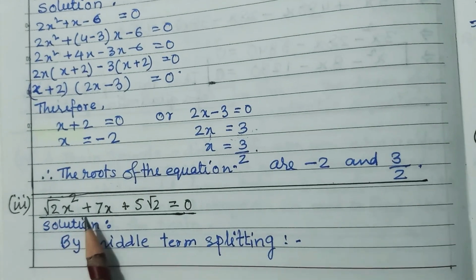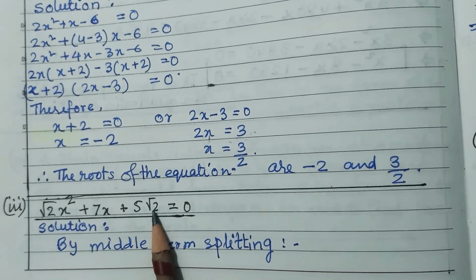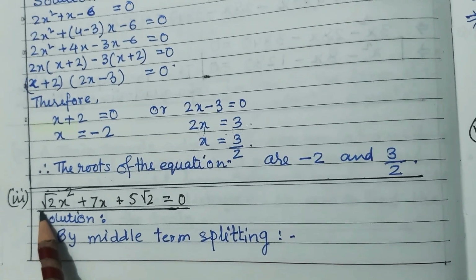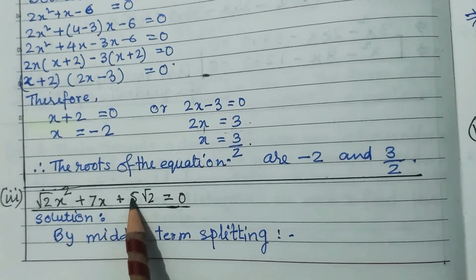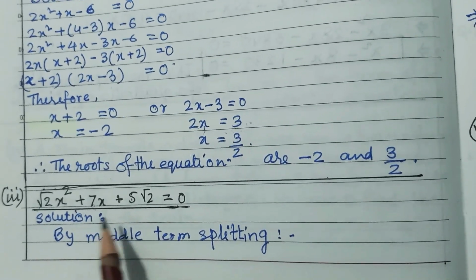Next, root 2 x square plus 7x plus 5 root 2. If you multiply root 2 into 5 root 2, it is root 2 into root 2, which is 2, 5 twos are 10. 10 is 5 twos are 10, and 5 plus 2 is 7. In this way you have to do it.